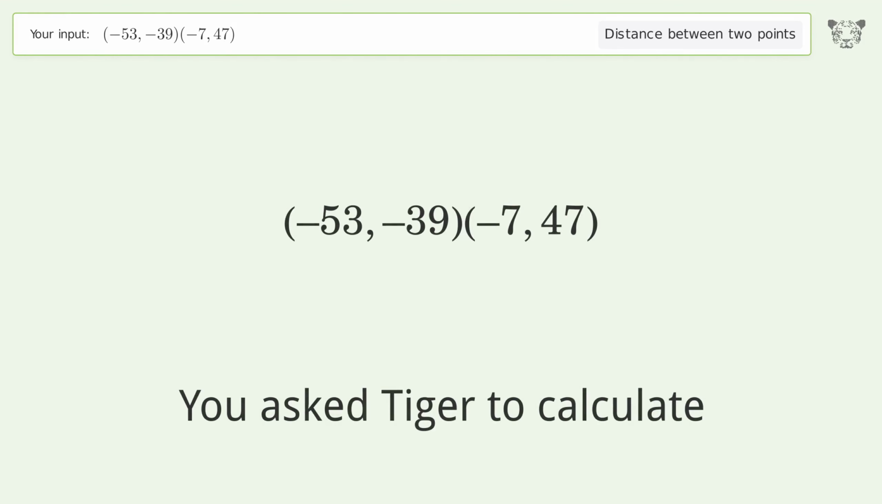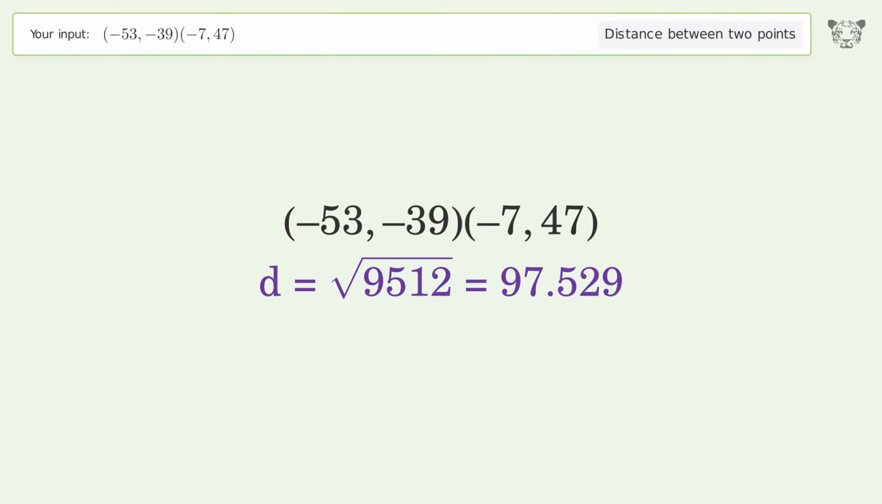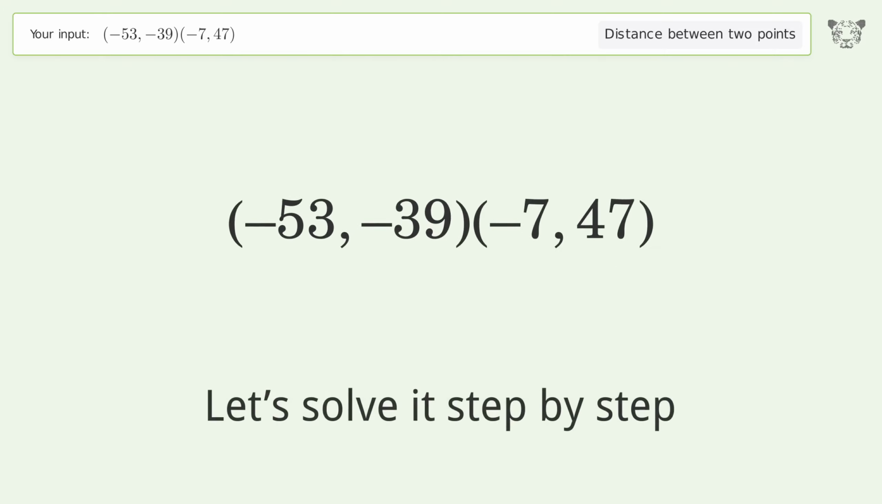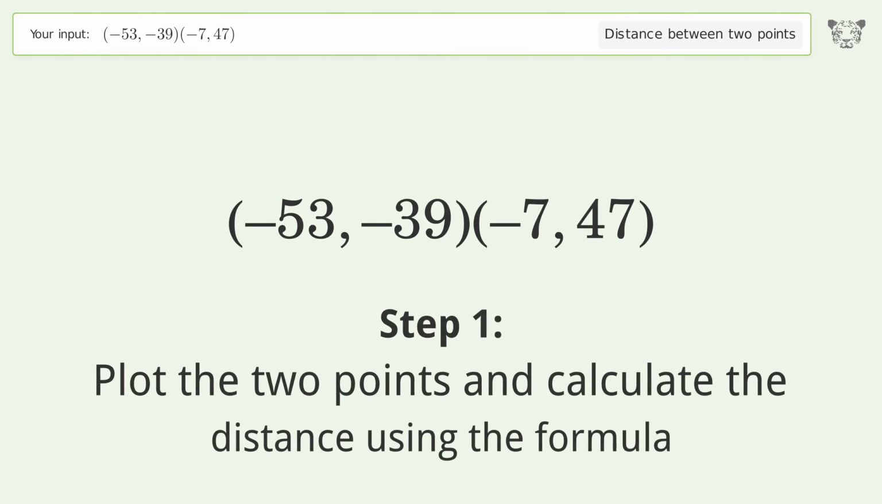You ask Tiger to calculate. This deals with the distance between 2 points. The distance between the 2 points is the square root of 9,512, or 97.529. Let's solve it step by step. Plot the 2 points and calculate the distance using the formula.